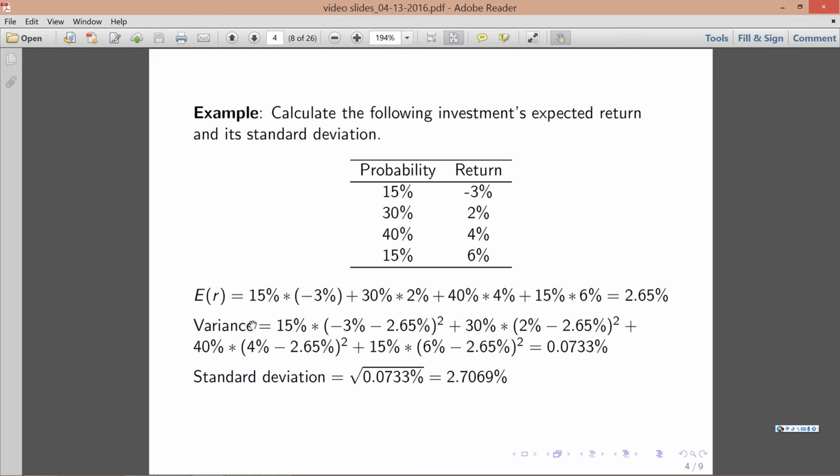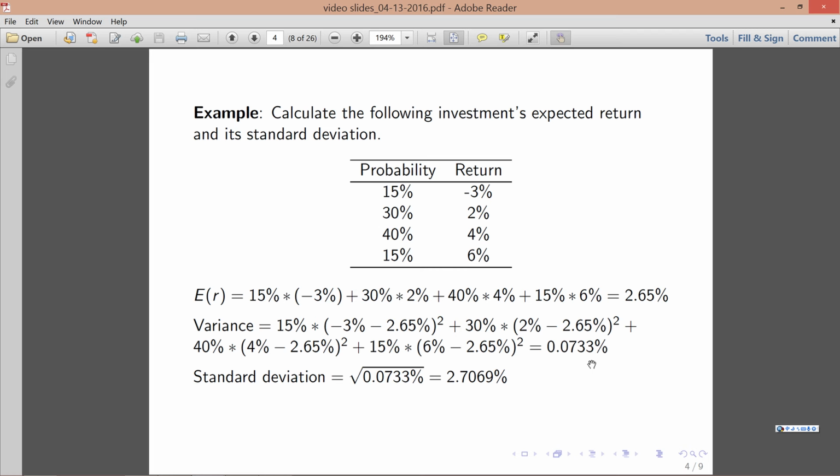Now we're interested in knowing on average how our potential return deviates from this number. In the first scenario, the deviation is negative 3% minus the average, so negative 3% minus 2.65%. So the net deviation is 5.65%. Then we take the square just to make the deviation positive, and then multiply by the probability. That's the deviation in the first scenario, and then we do this for all the other 3 scenarios.